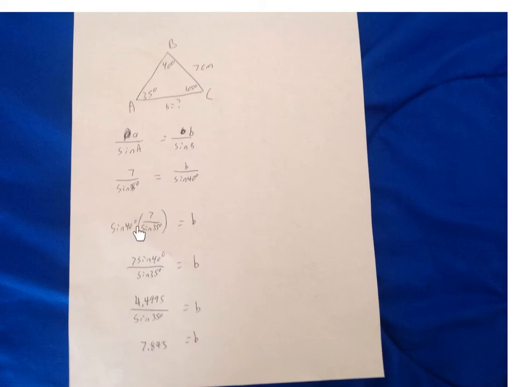But the item you seem to be forgetting is this sine of 35 in the denominator. Once you divide that by sine of 35, you get the answer that you're kind of expecting, 7.845.